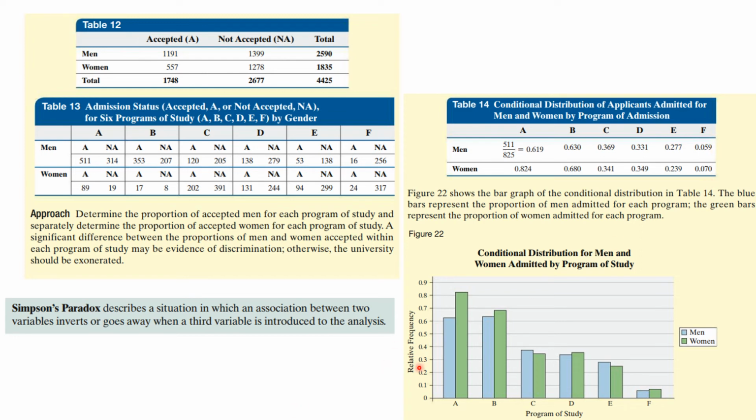And if you look at the graph of this, you can see men and women, and you can see that for the most part, either they were pretty much equal, as in these four, or the women actually had a higher percentage who were accepted. So they use this argument and they say this is an example of a lurking variable. And so Simpson's paradox describes a situation in which an association between two variables inverts or goes away when a third variable is introduced to the analysis. So this is an important thing. It's called a paradox because this can be quite confusing. So sometimes you do have to drill down in the data. This is our example of Simpson's paradox.